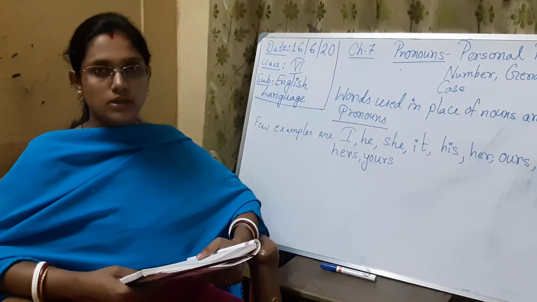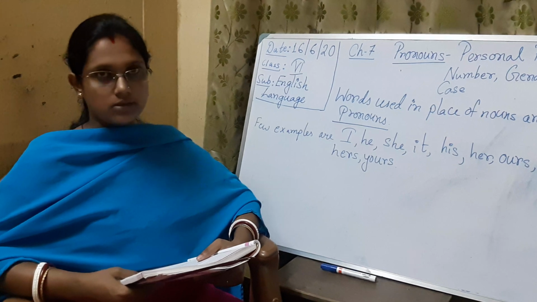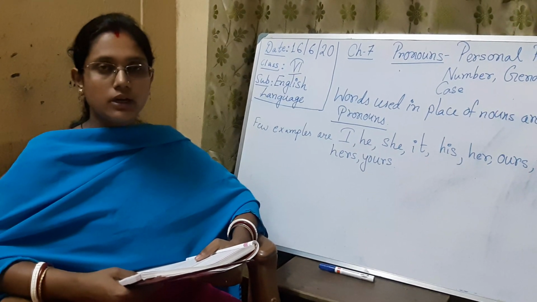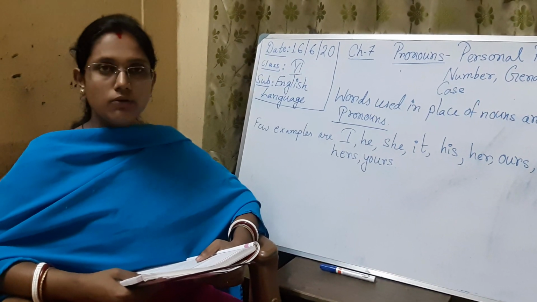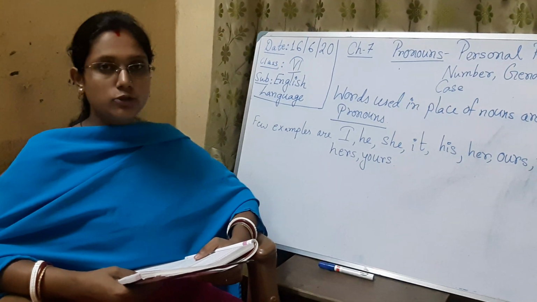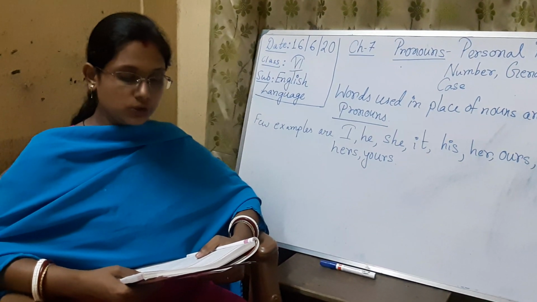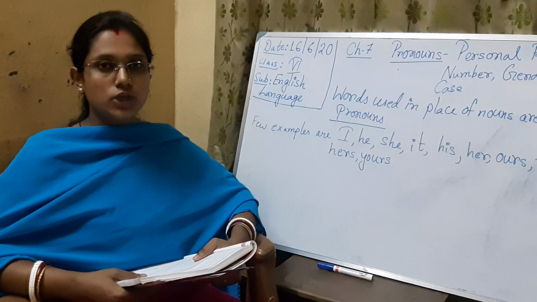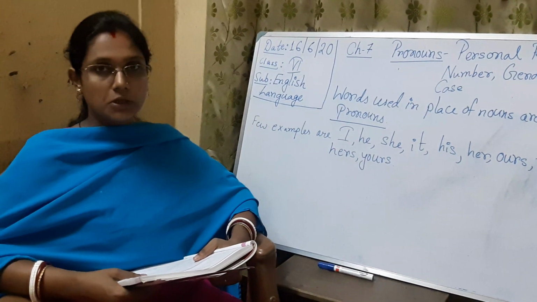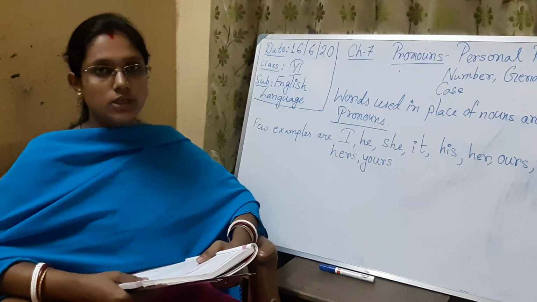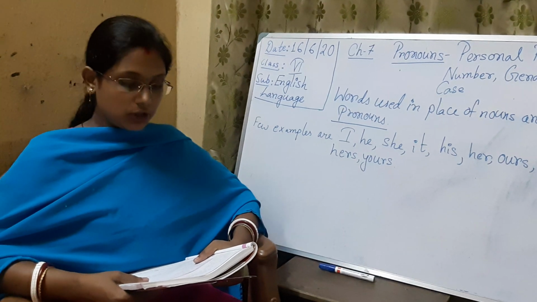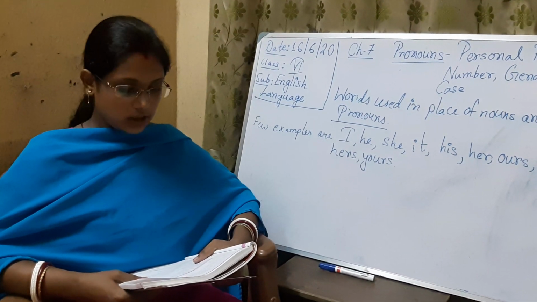Now the third person has three genders. In the third person generally there are three genders. Number one is masculine gender, number two feminine gender, number three neuter gender. Now for masculine gender we can write he for the third person. Feminine gender we can write she, and for the neuter gender we can write it.